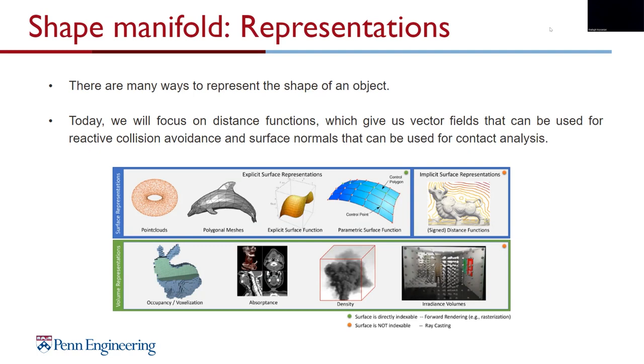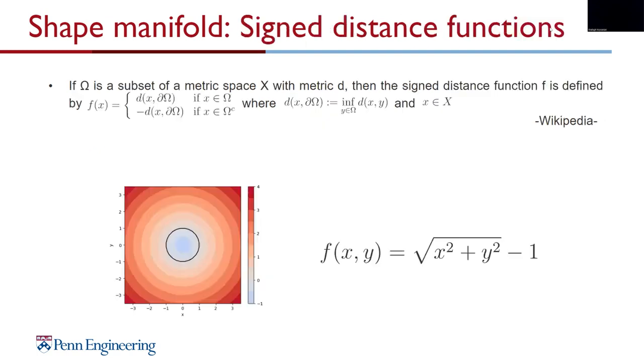And this signed distance function gives you a nice gradient, which you can use for collision avoidance, for object grasping, and for contact analysis, like force closure or shape closure. So yes, this is a brief introduction of the solution.